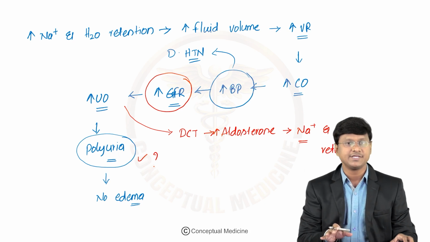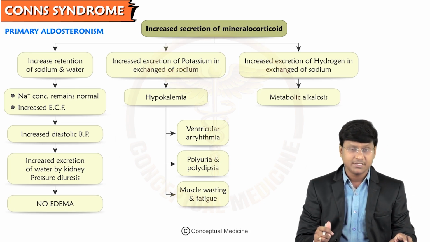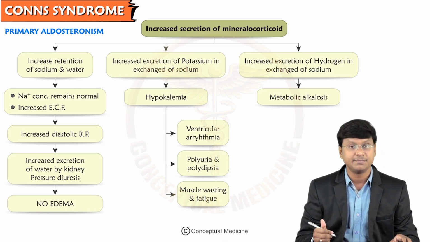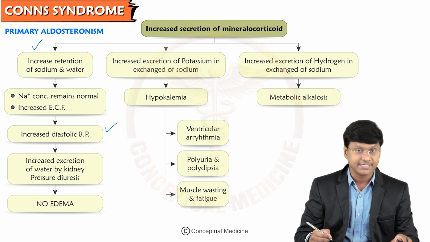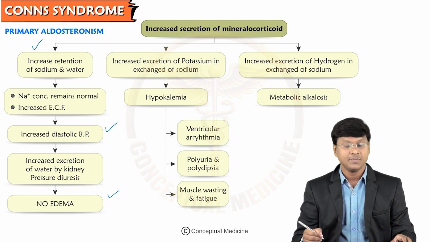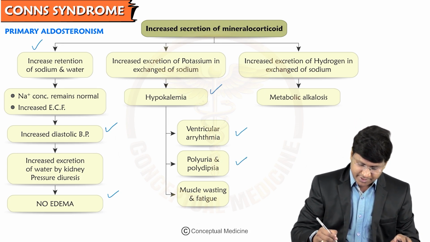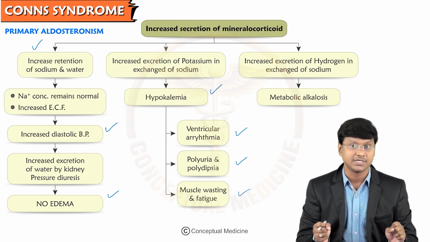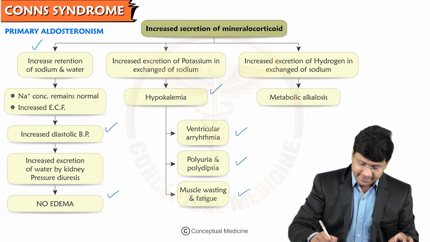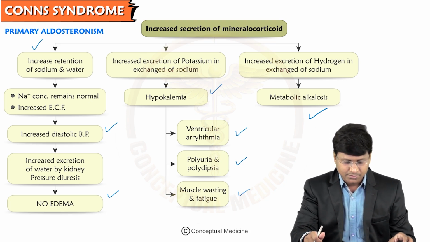Now let me summarize the clinical features of primary hyperaldosteronism. You see this table. Whenever there is an increase in mineralocorticoids or aldosterone, there will be increased sodium and water retention, due to which there will be diastolic hypertension. There is no edema. There will be hypokalemia, due to which there will be ventricular arrhythmias, polyuria and polydipsia, muscle wasting and fatigue. And H plus ion reabsorption does not occur. There will be excretion of H plus ion, which will make the individual develop metabolic alkalosis. So this is about the clinical features of primary hyperaldosteronism.